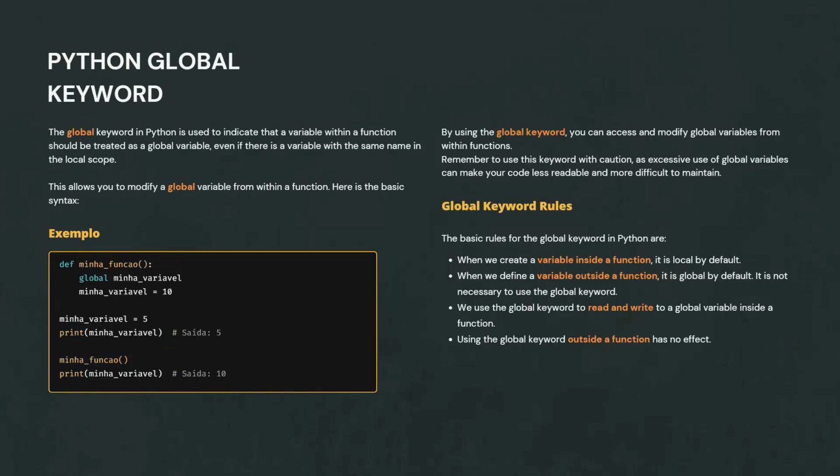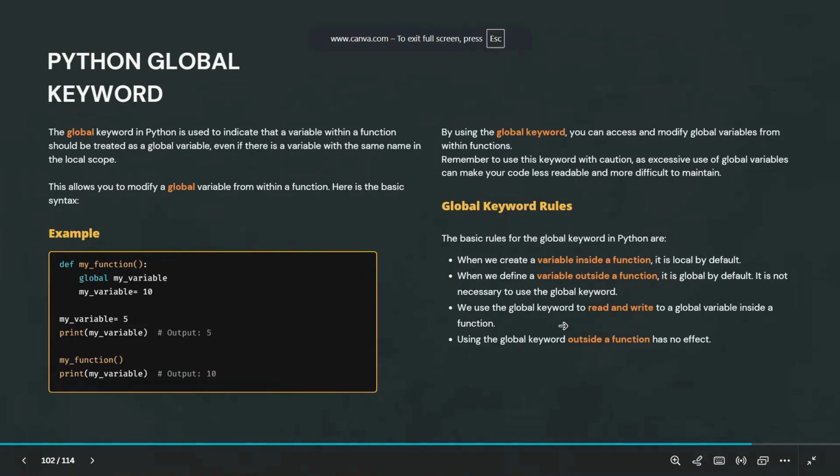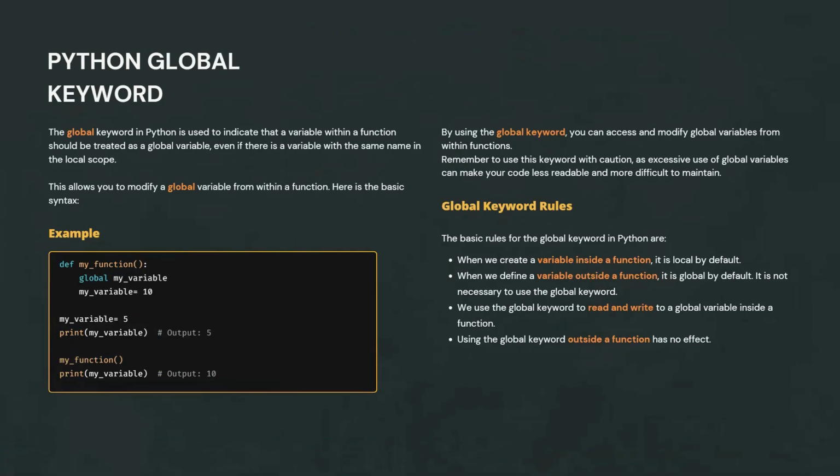Now here is where beginners sometimes get stuck. What if you want to change a global variable from inside a function? Normally, if you try to assign a value to a global variable inside a function, Python will think you are creating a new local variable. But if you use the global keyword, you are telling Python, hey, don't make a new one, I want to work with the global variable.